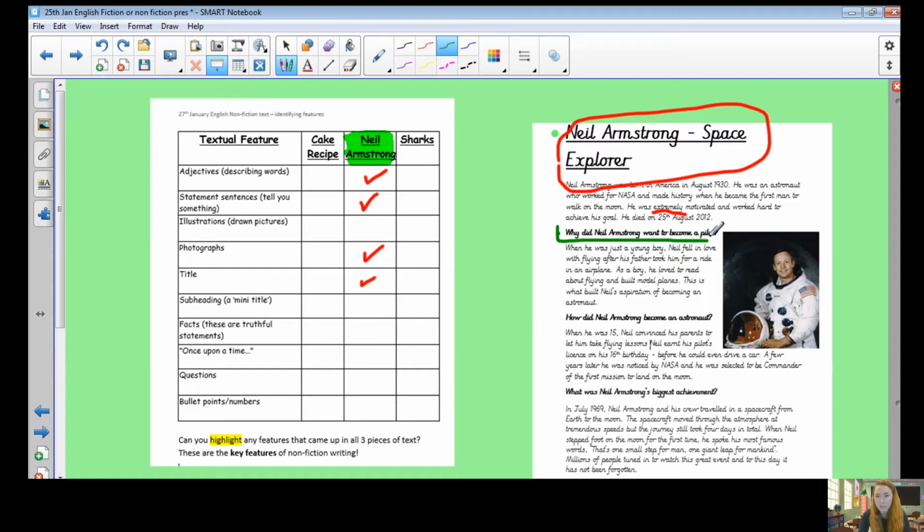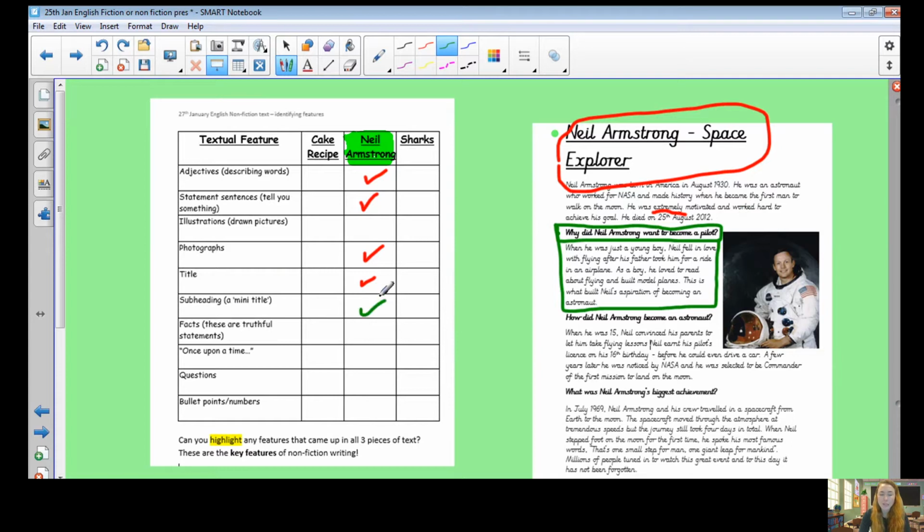This is my mini title, and it means that it takes this part of the writing, all of this part, into its own interesting section. So rather than it being a very large piece of writing, the whole page, it breaks it up for the reader with this little subheading, and I can look at the subheading to know what is going to be in this section. So this subheading says, why did Neil Armstrong want to become a pilot? So we can find out why he wanted to become a pilot just by reading that subheading. So does it have a subheading?